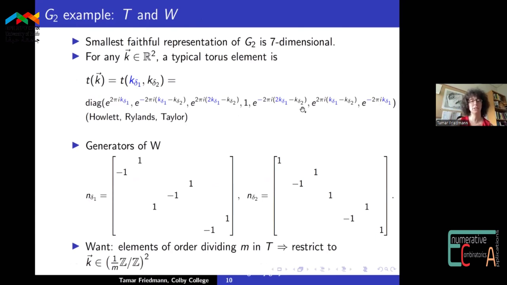So here's what a torus element looks like for G2. It turns out that the first two diagonal entries determine the rest of them, so we only need to really look at those. And here are the generators of the Weyl group. And so what we're going to want to do is figure out when an element in the torus is fixed by an element in the Weyl group. Now, remember, we're looking at elements of order dividing M, so these Ks here are going to have to be in Z mod M, or in 1 over M Z mod Z.